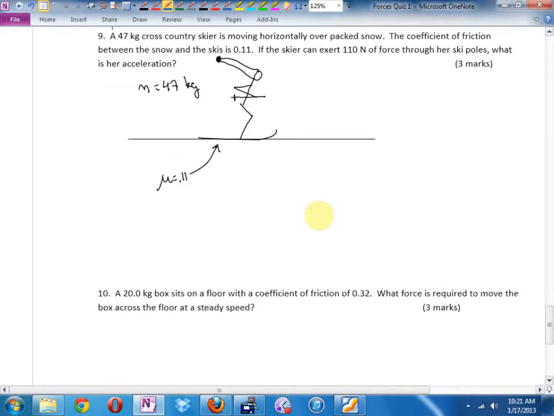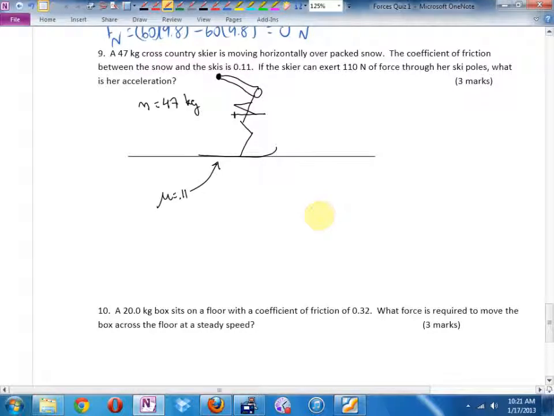Number 9, snow. A 47-kilogram cross-country skier is moving horizontally over packed snow. The coefficient of friction between the snow and the skis is 0.11. If the skier can exert 110 newtons of force, what's her acceleration? This is a job for a free body diagram.